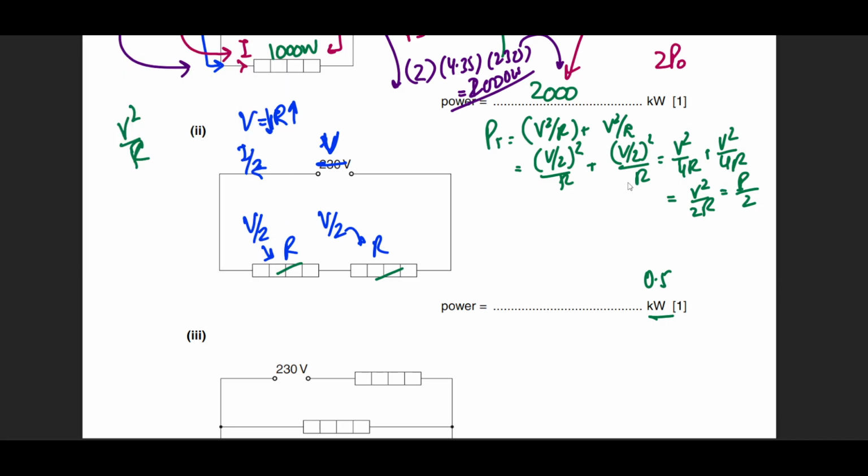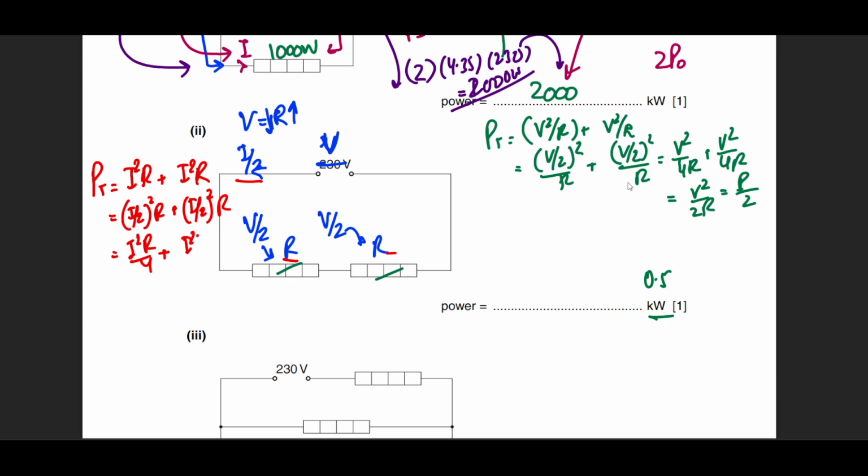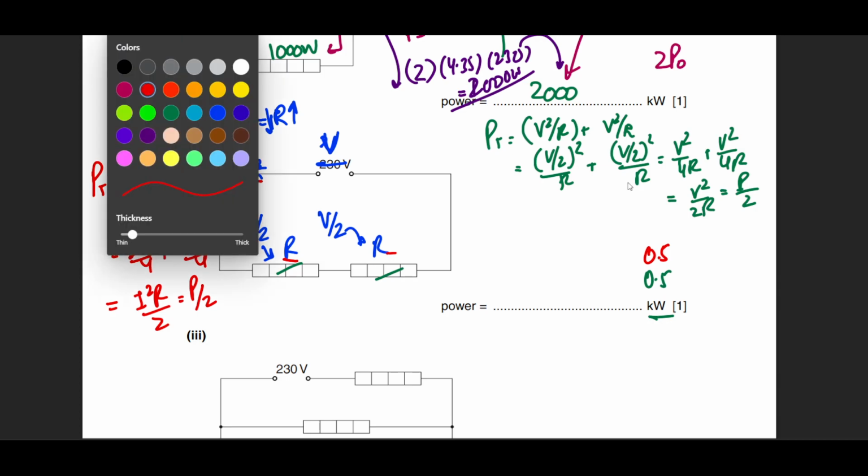If I look at this from the perspective of current, which is I square R, this current I is passing through these resistances. The total power would be the power of both of them. So I square R plus I square R would be (I by 2) whole square R plus (I by 2) whole square R. This is I square R by 4 plus I square R by 4. Adding them together gives I square R by 2, which is again P by 2, half of the original power, again giving an answer of 0.5 kilowatts. So this is how the ratio method deals with the problem.